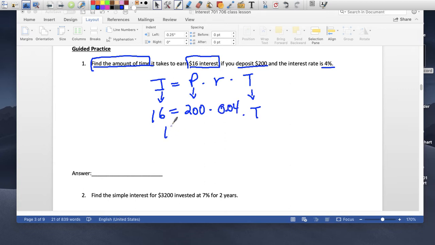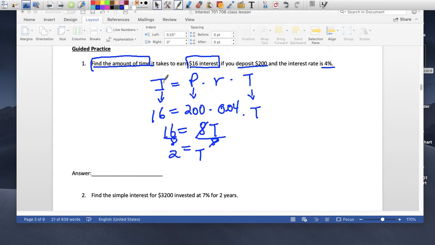So let's simplify a few things. So on this side, I'm going to multiply 200 times 0.04, and I'm going to get 8t. Now this becomes a one-step equation. I'm going to divide this side by 8 and this side by 8. Cross cross, I get my t by itself, and 16 divided by 8 is 2.